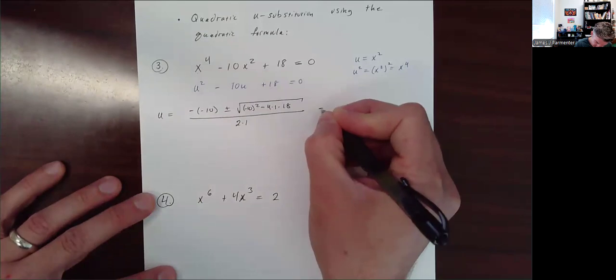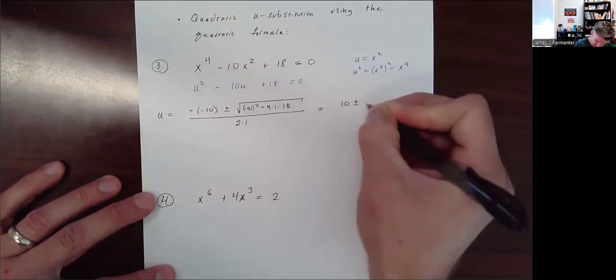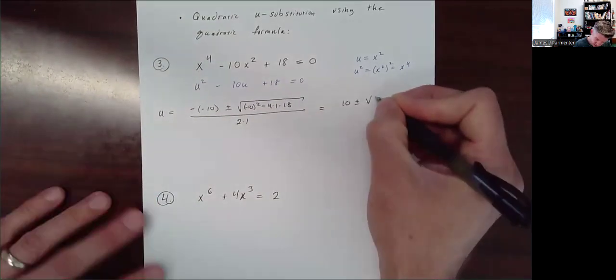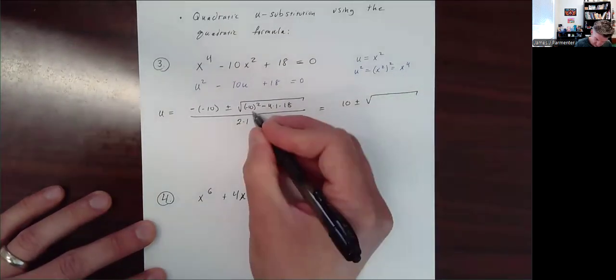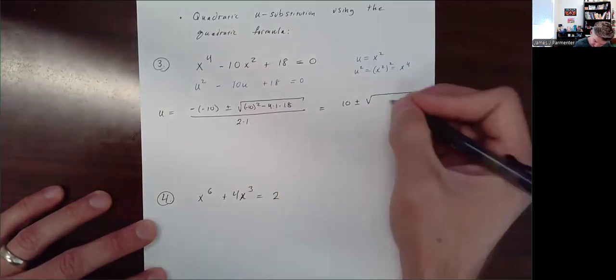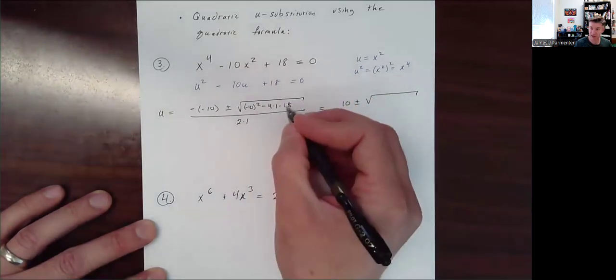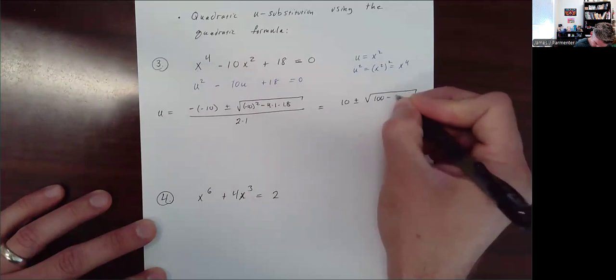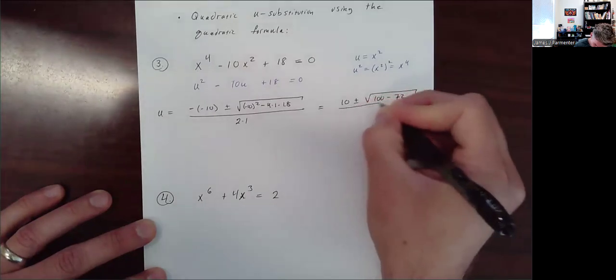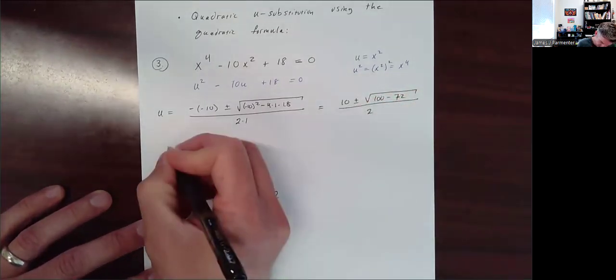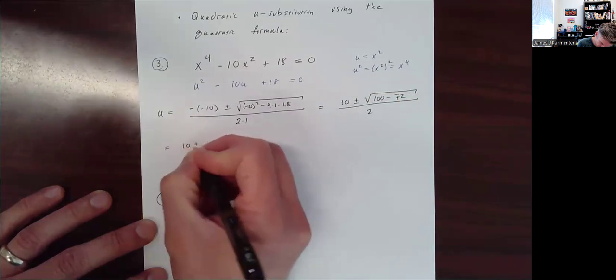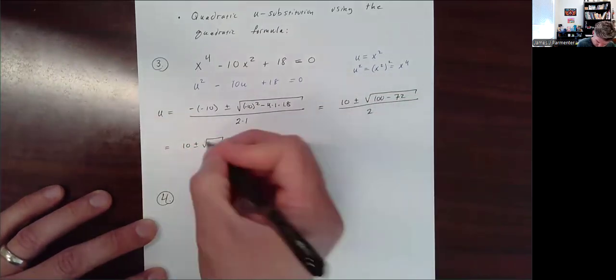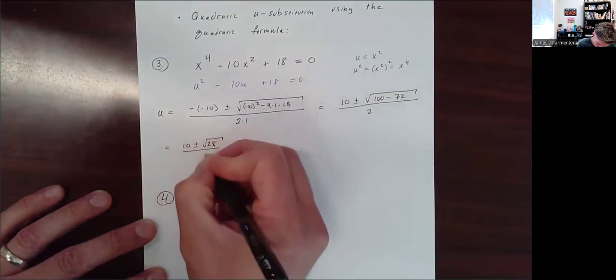Simplifying this, we get 10 plus or minus the square root of 100 minus 4 times 18 is, let's see, 2 times 18 is 36. 36 times 2 is 72. So we get 100 minus 72, all divided by 2. That's going to be equal to 10 plus or minus the square root of, let's see, 100 minus 72 is 28, all divided by 2.